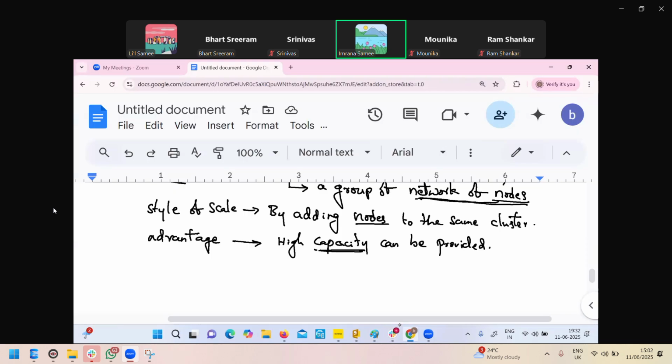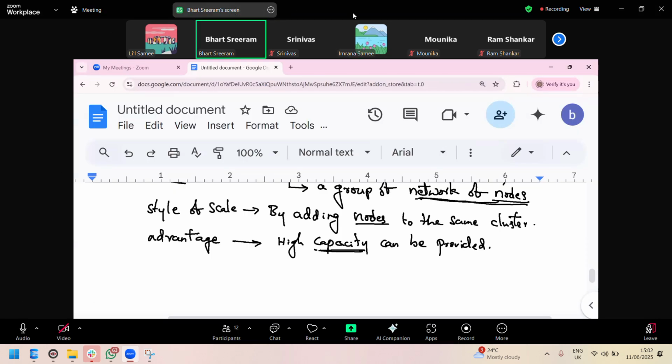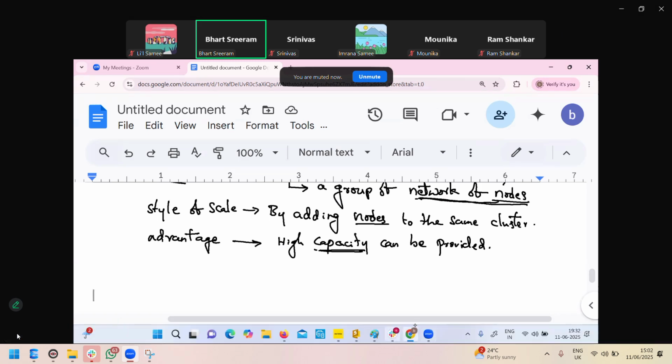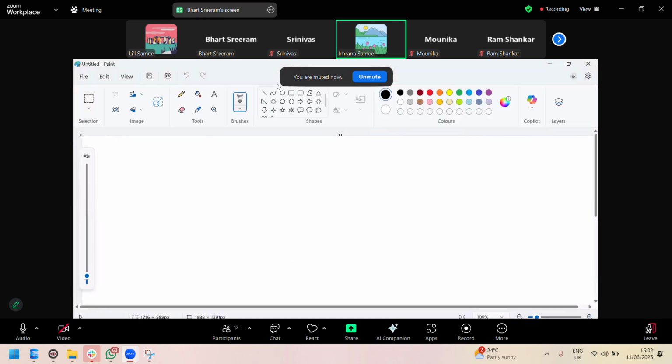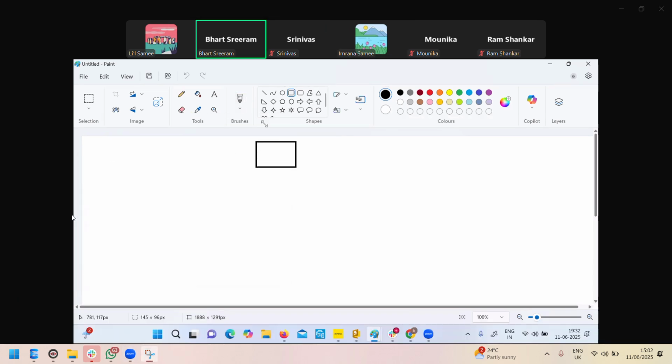Horizontal. So the final advantage is this one: high capacity can be provided, meaning high storage capacity and high processing capacity. Got it? Yes, sir. So this is one of the key features. Whatever we discussed theoretically, if we want to give a picture for this, the picture shape is like this.